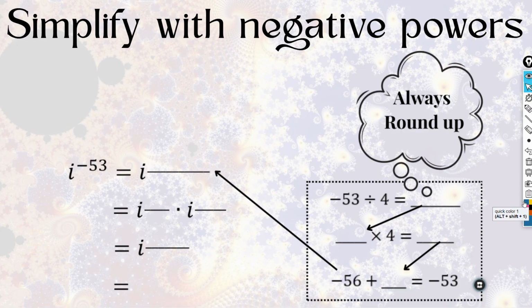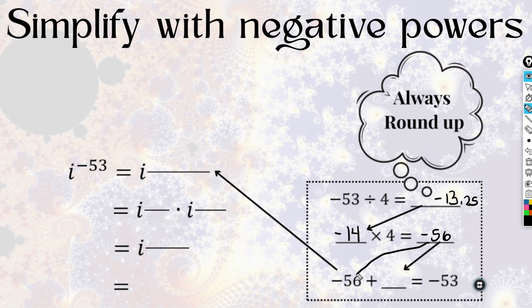And so, first thing we're going to do is take our number that we had, in this case, negative 53. We're negative, so it means we're going to have to do some extra work. We're going to take negative 53 and divide it by 4. When we do that, we end up with negative 13.25. We're always going to take this number and round up. So that gives us negative 14. And when we multiply negative 14 times 4, we end up with negative 56.